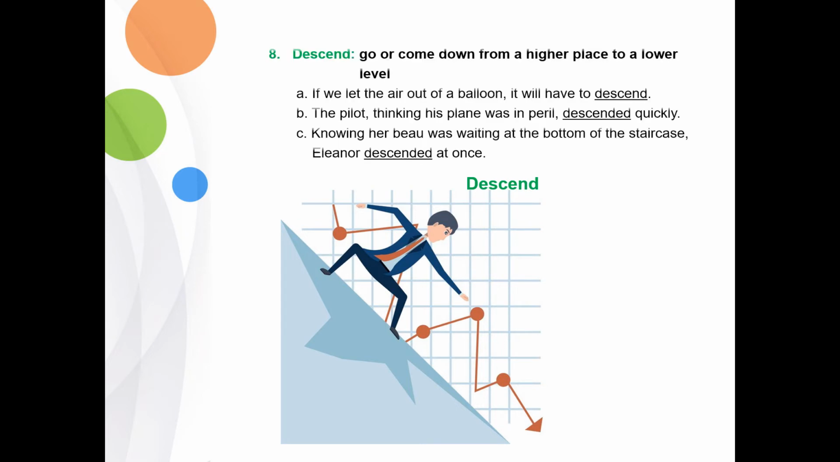Descend means go or come down from a higher place to a lower level. Examples: number 1. If we let the air out of a balloon, it will have to descend. Number 2. The pilot, thinking his plane was in peril, descended quickly. Number 3. Knowing her beau was waiting at the bottom of the staircase, Eleanor descended at once.